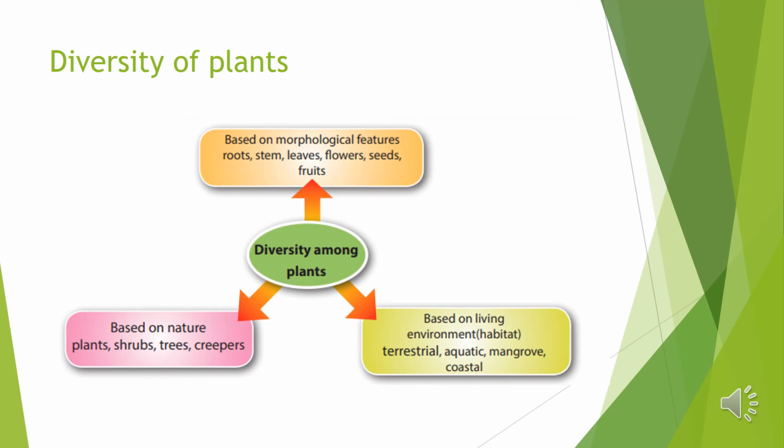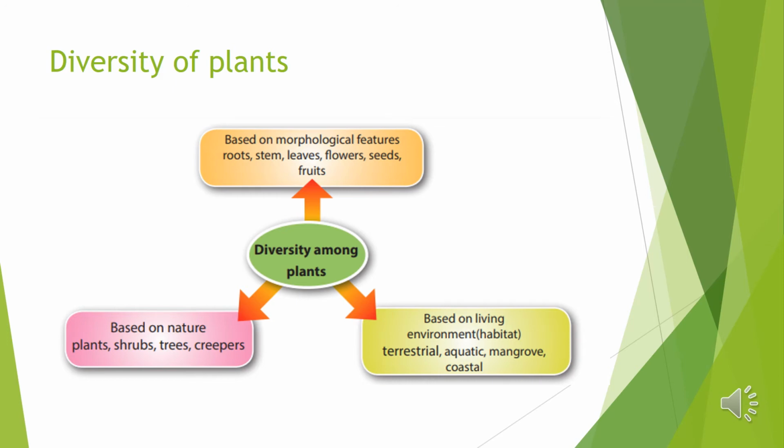Okay, so we are going to learn about the diversity of plants. What do you mean by diversity? Diversity is the variation, okay? So when you talk about plants, plants can be divided or categorized according to different features that they have, okay? So plants can be divided or separated based on the morphological features.